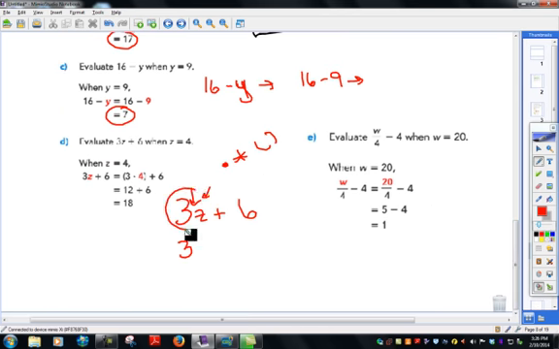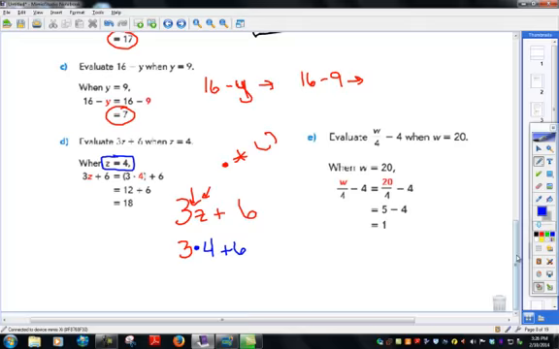But mainly, right here, when you're using algebra and you're doing algebraic expressions, you will write whatever number you're multiplying right in front of whatever the variable is. Okay? Now, we know that this is 3 times, and then what did it tell us z was? It says it's 4. So it's 3 times 4 plus 6.